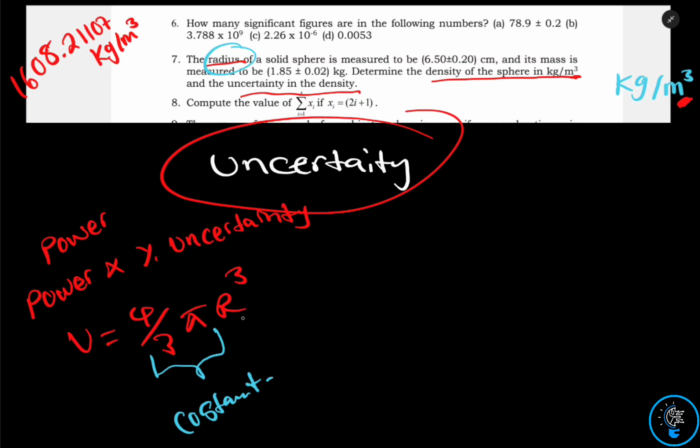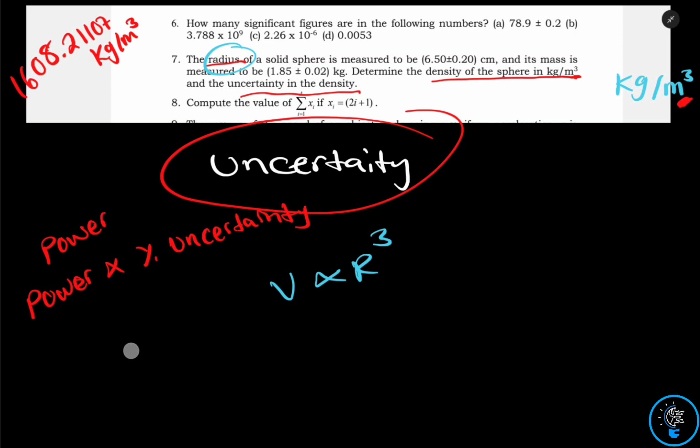So you ignore the constant and focus on the variables that have dimensions. So r has a dimension, it's a length. So ignore the constant. So in this one, we have r to the power 3 as volume. So volume is proportional to r to the power 3. Okay, now, having said that, let's do it. Oh, one more thing. So this is one of the formulas you need to know. If it has a power, you say power times percentage uncertainty.